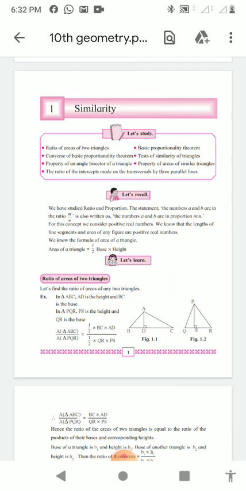Now we will see. We have studied, maybe in 8th or 9th standard, ratio and proportion, isn't it? So how are we going to write the ratio? The numbers a and b are in the ratio of m by n, so we can write it as the numbers a and b are in proportion as m is to n, isn't it? Now in this chapter, we are going to consider positive real numbers. For a, where this ratio is in the form a is to b as m is to n, these numbers are nothing but positive real numbers, isn't it?